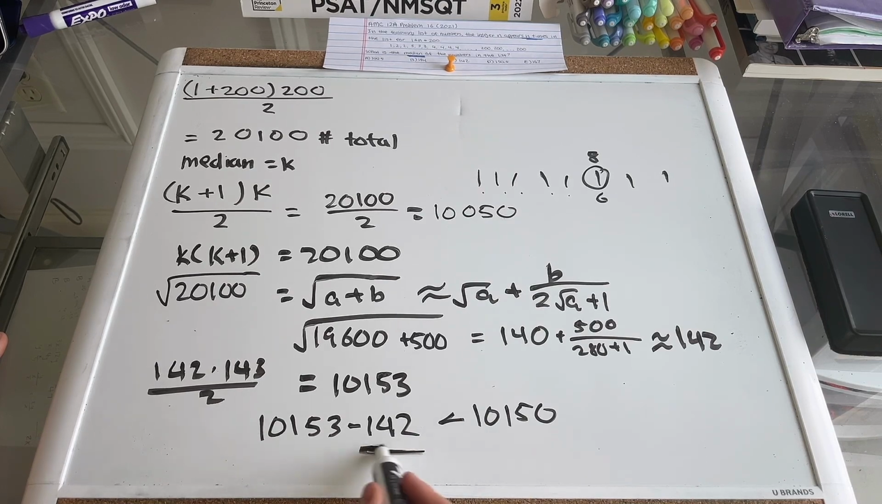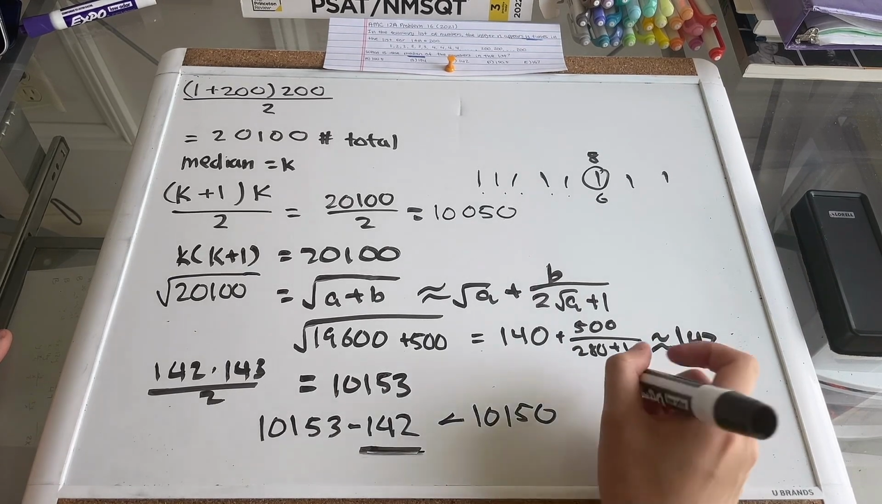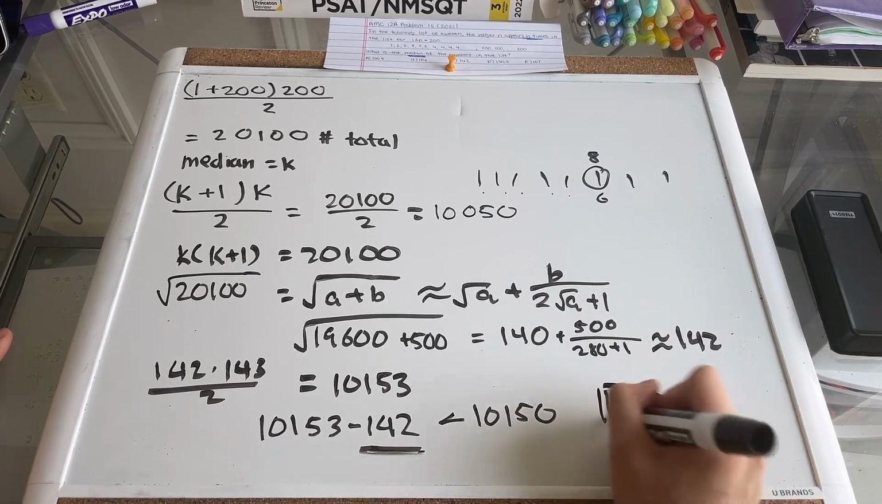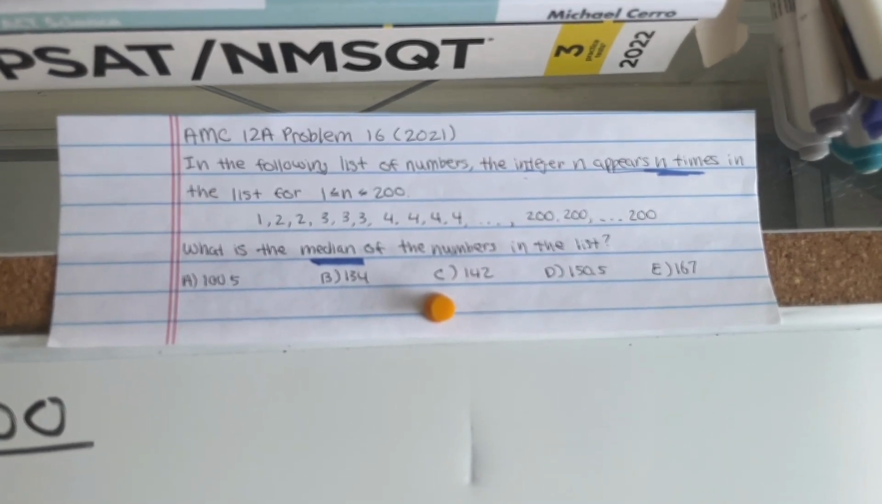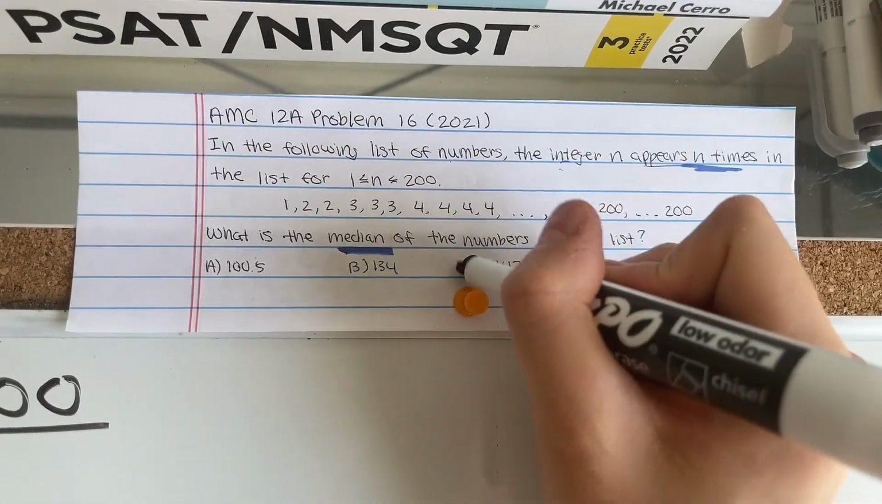Since the first number of 142 is going to be before it, that is going to be your answer. Looking at our answer choices, we can see that the answer is going to be C, 142.